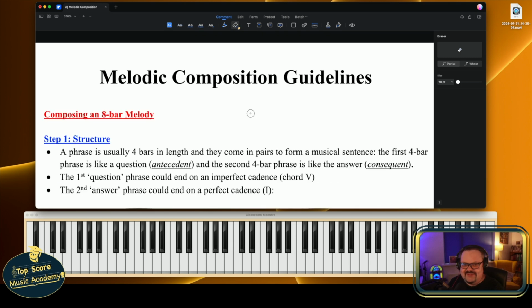Okay, so guys, hopefully that's given you a little bit more help on how to come up with a melody. So this video on melodic composition, taken together with the other video on melodic motion, there should be plenty of guidelines to get you started.